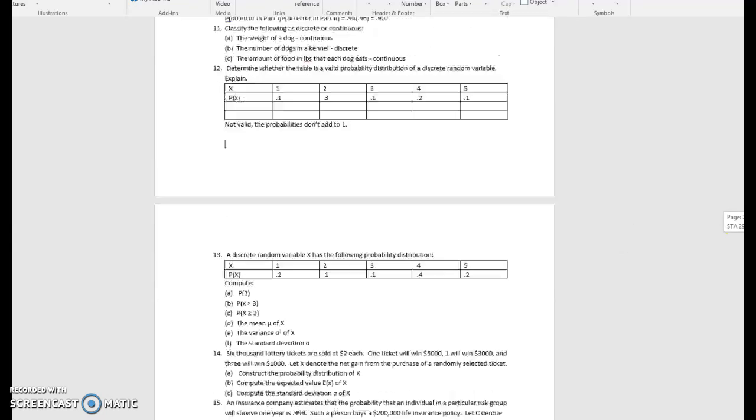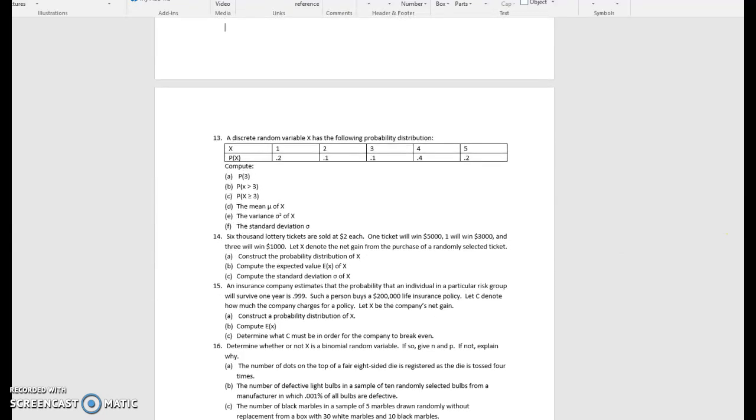A discrete random variable x has the following probability distribution. We want to do several things. Compute the probability of x being equal to 3, the probability x is greater than 3, the probability that x is greater than or equal to 3, the mean of x, the variance sigma squared of x, and the standard deviation sigma of x. All right, so let's start with the probability of 3. That's easy enough. If we look over here at 3 and down at its probability, that is 0.1.